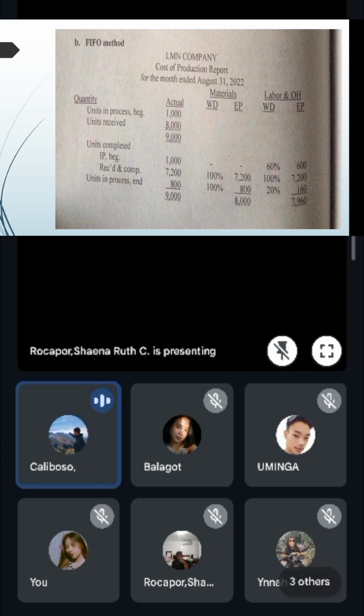So, ang i-discuss ko ngayon ay 5.2. Nakikita nyo ba yung sa screen? So, ito yung Element Company Cost of Production Report noong August 31, 2022.